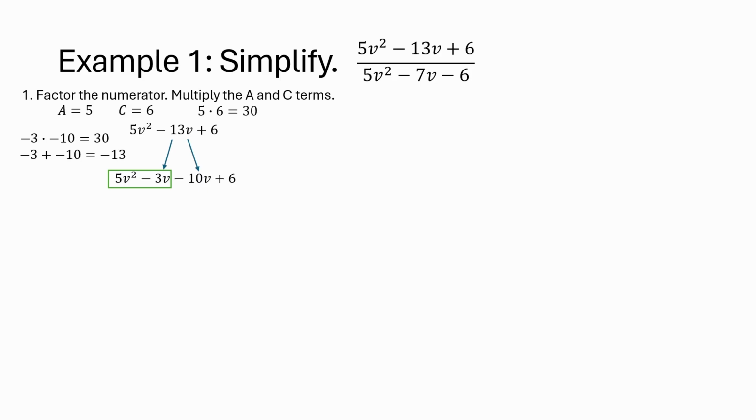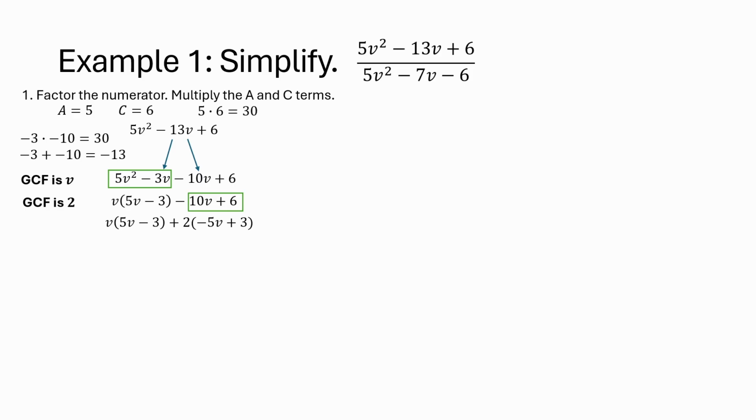And so I'm going to group the first two terms together, 5v squared minus 3v, and I'm going to find the GCF of those two terms. The GCF will be a v. So I'm going to factor out a v, so I'll have v parentheses 5v minus 3, and then I bring down those last two terms, minus 10v plus 6. Now I'm going to factor the last two terms together. I have a 10v plus 6, and so the GCF is going to be a 2. I'm going to factor out that 2, and then inside the parentheses I'll have negative 5v plus 3.